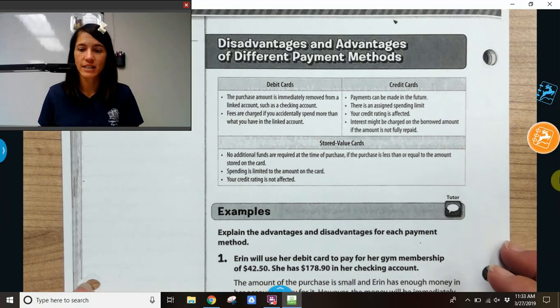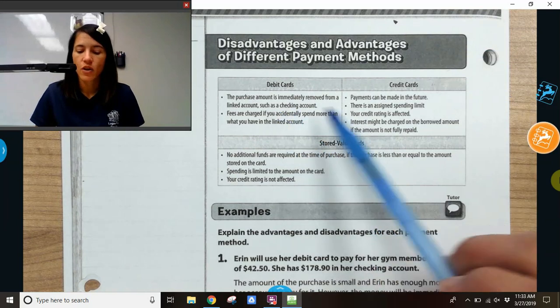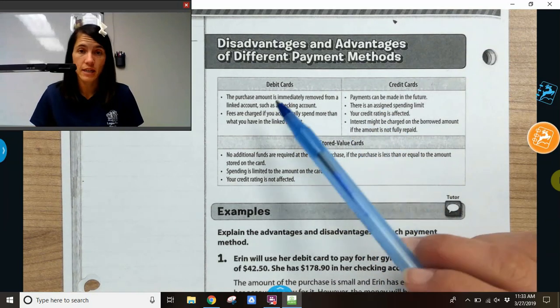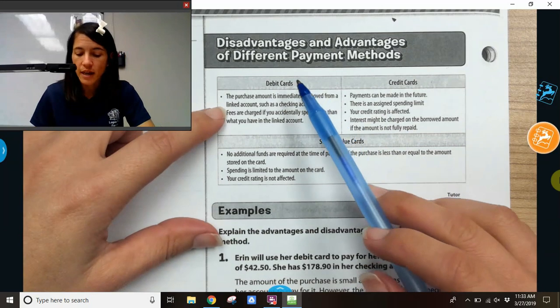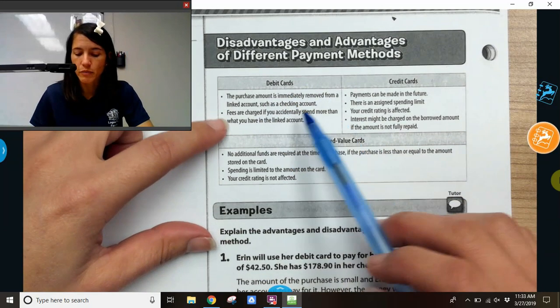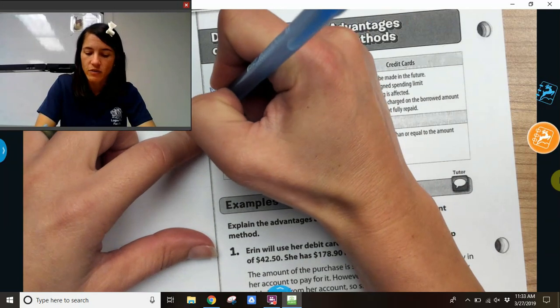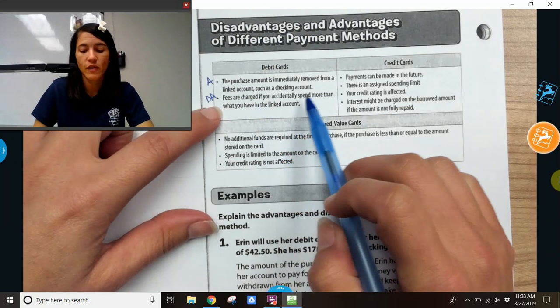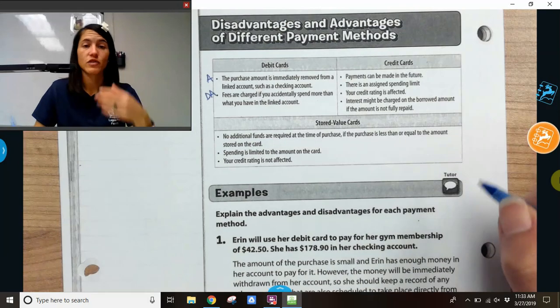All right, and we have this nice chart, advantages and disadvantages of the different payment methods. So you can go in and read here, but I'm going to just give you a couple to highlight. Debit cards, it's immediately removed. And so this would be an advantage, and this would be your disadvantage. Fees are charged if you accidentally spend more than what you have in your account. So that is the disadvantage of using a debit card.